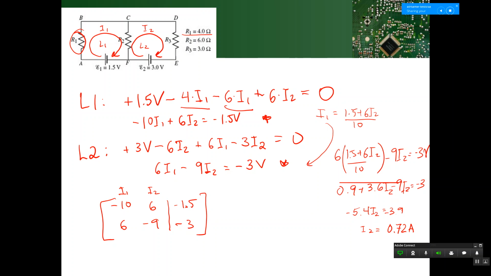So I got a current for I2 equal to 0.72 amps. Let me know if I made a mistake. It's very possible. Oh, you got it? Okay, great. And if I were to now solve for I1, I just need to plug it in. So it would be, let's try this one, 6 times I1 minus 9 times 0.72 minus 2.